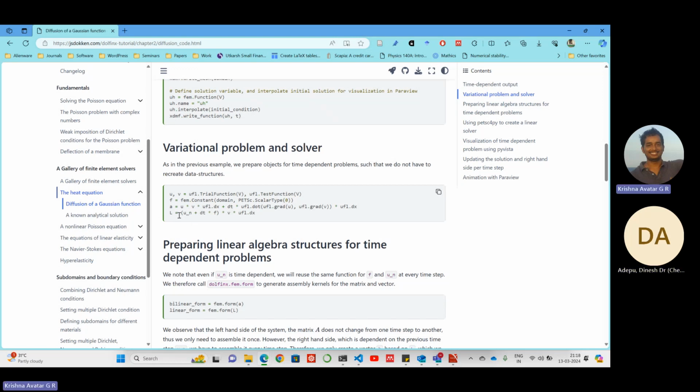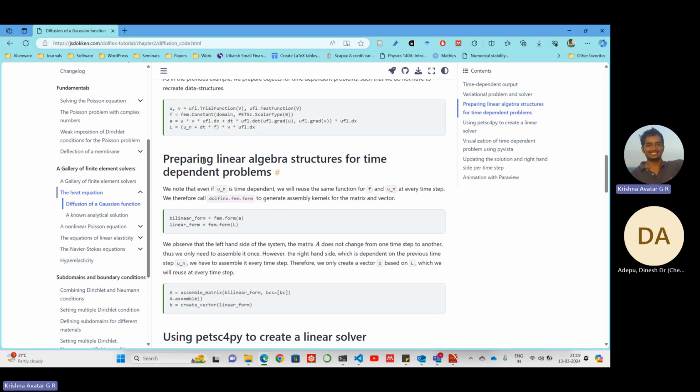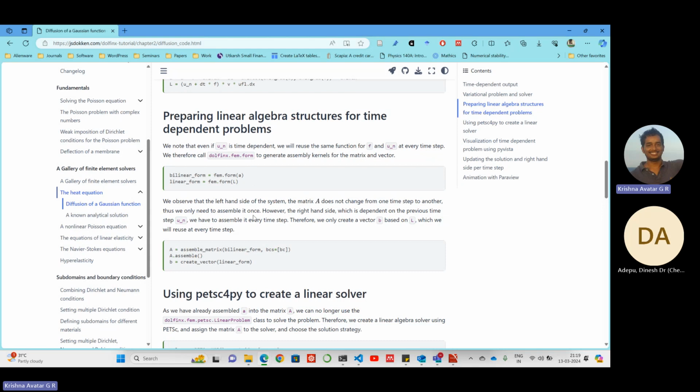Yeah, and for the linear form, you have u_n, which is the result for the previous case, plus dt into f into v, our test function, into ufl.dx. See how nicely we are able to define the variational problem. Now we are preparing the linear algebra structures for time-dependent problems. So this is the crux here. These are some things which we really need to understand better.